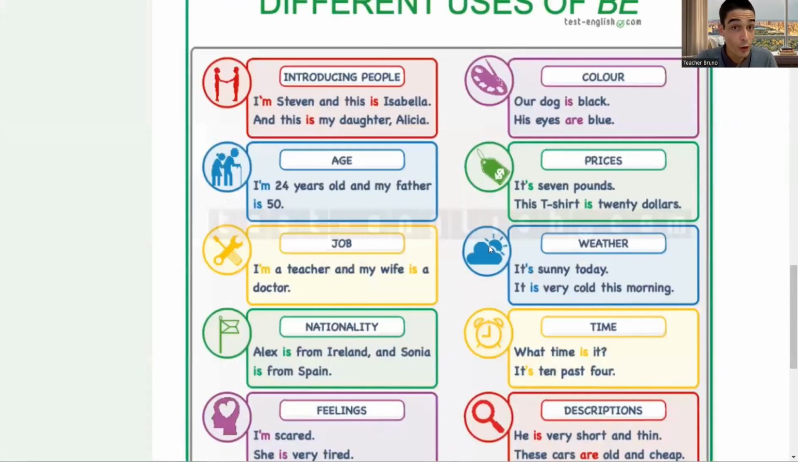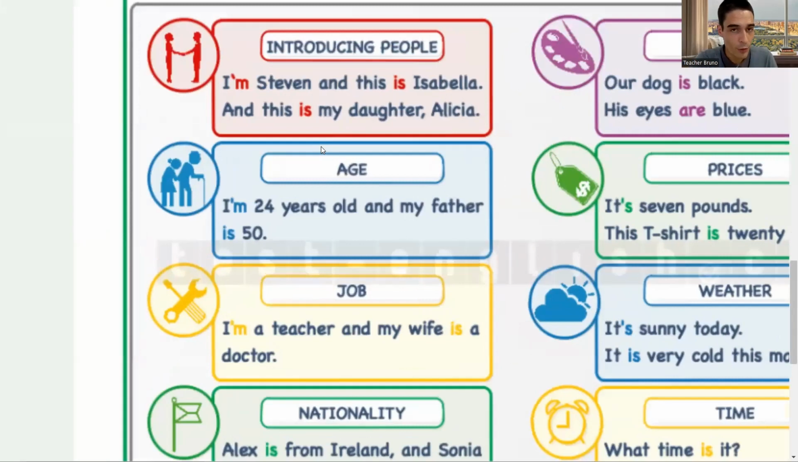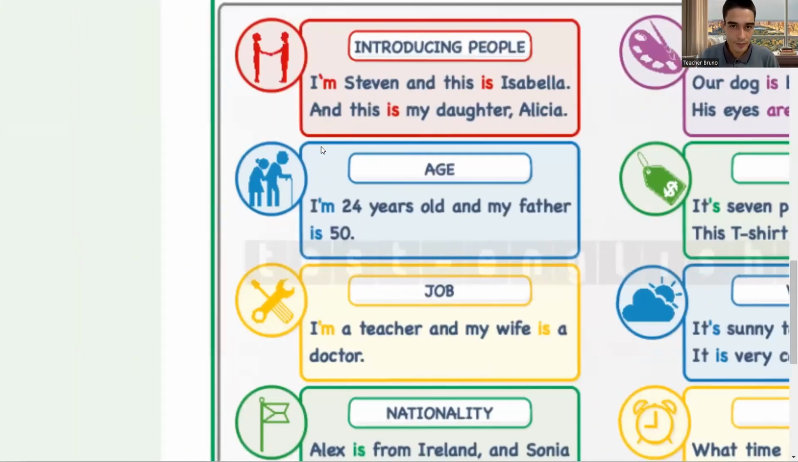We use it for introducing people, like we previously discussed. We use it for ages. I am 5 years old. I am 10. I'm 20, 30, 40. Two options here. You can either say years old, or you can simply say the number. I'm 24, and my father is 50.